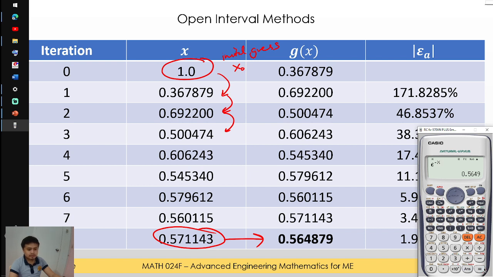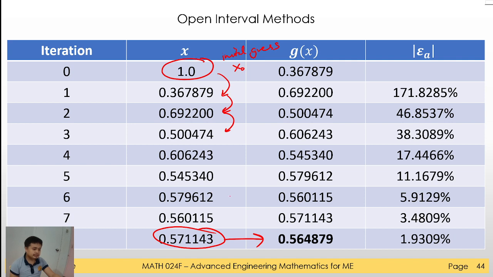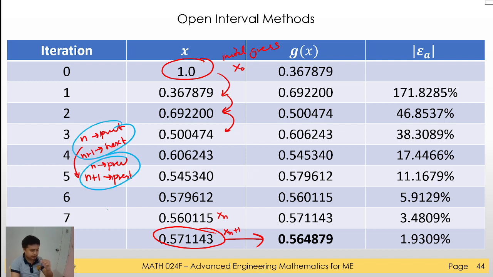Let's just define this later on. Actually, this is your x of n plus 1, and this is your x of n. So n is the present and n plus 1 is the future or the next. Or from another perspective, we can say that n plus 1 is your present and n is your previous. Okay, sorry.